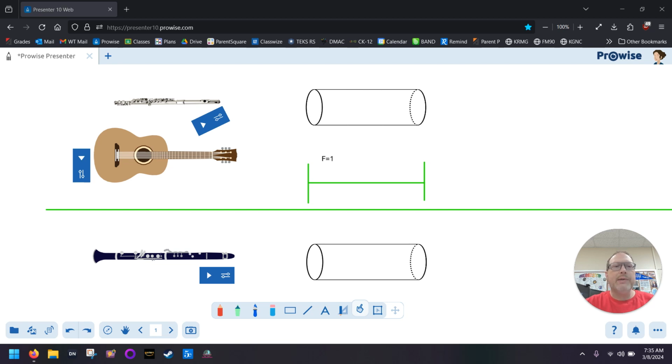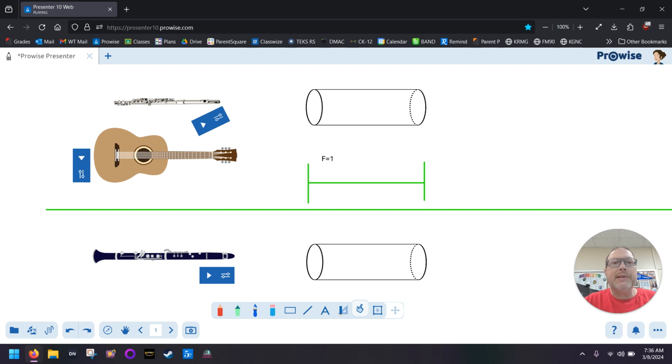One way is if you have an instrument that has strings, like this guitar here. Or if you have an instrument that plays with a column, an open pipe of air, and the air inside the pipe vibrates, like that flute right there.